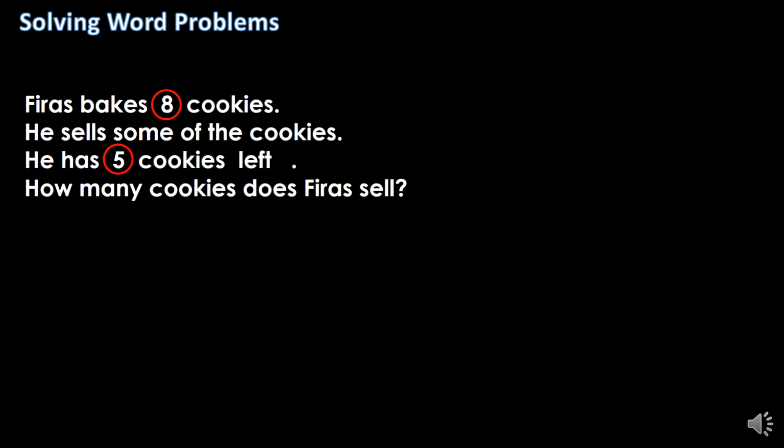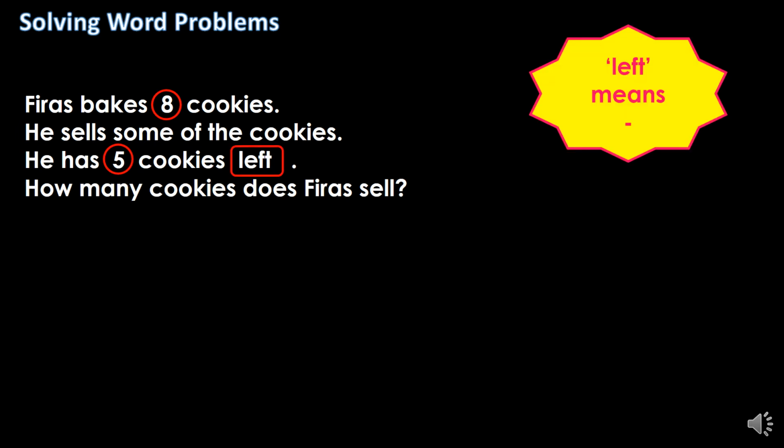Now let's identify the keyword in the question. What is the keyword in the question? Left. Left means minus. What two numbers do you minus? 8 minus 5.